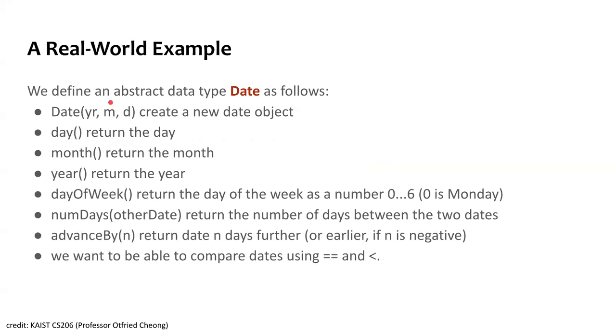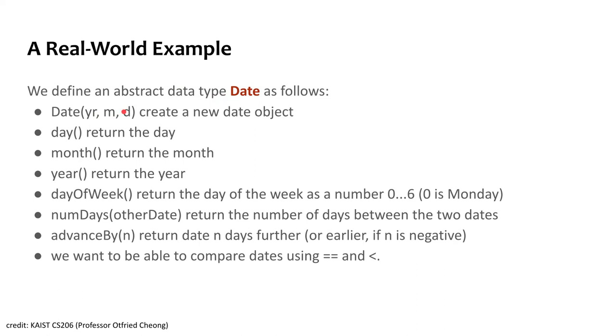And to solve this problem, we're going to define an abstract data type called date as follows. And I told you that we need to specify, firstly, the type of data our object date is going to handle. And the type of data we are going to handle is just date: year, month, day. This is our data type we are going to handle.